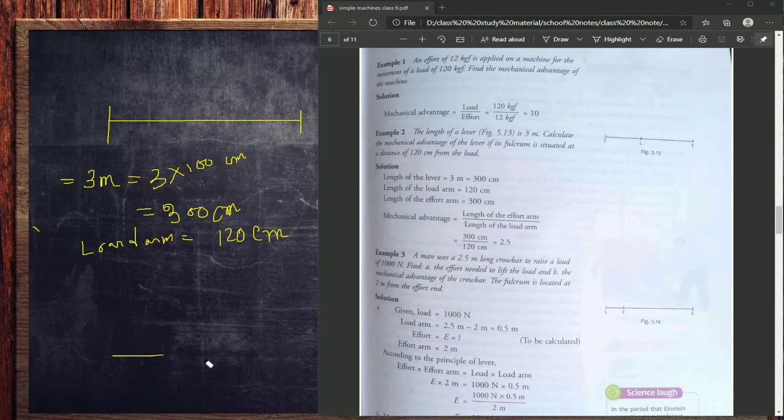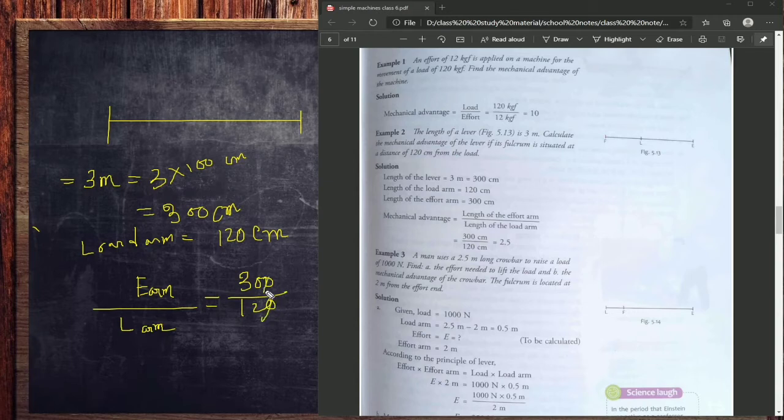You also have to write or draw the diagram for this case. It will be better if you draw this one. So first one is effort arm, that will be divided by the load arm. So what is the value? That is 300 divided by 120.